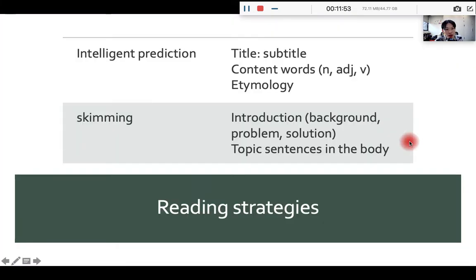Okay, now could you please turn your book to page 48 and 49. Okay, 48 and 49.